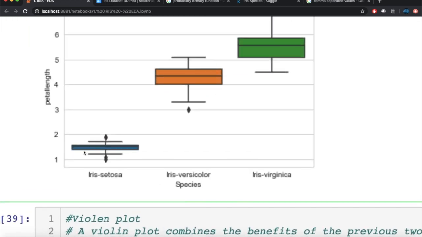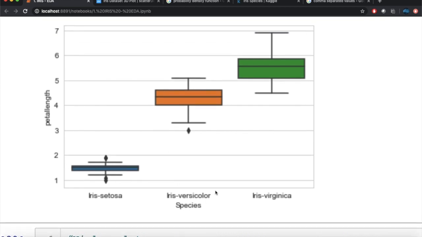So let's see. For Iris setosa, our minimum value is this point, our maximum value is this point, and the middle line in between is the mean value. Let's see this one. For versicolor, it's quite clear that this is the maximum value, this is the minimum value, and this point is the mean value, or you can say the 50th percentile, and this is the 75th percentile, and this is the 25th percentile.